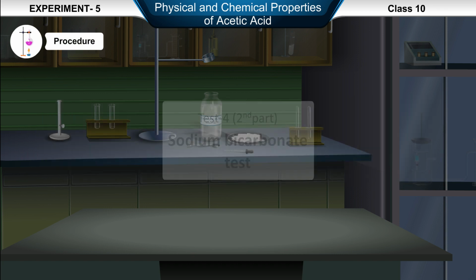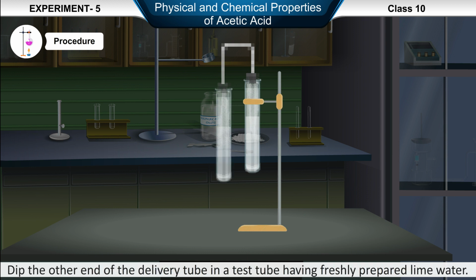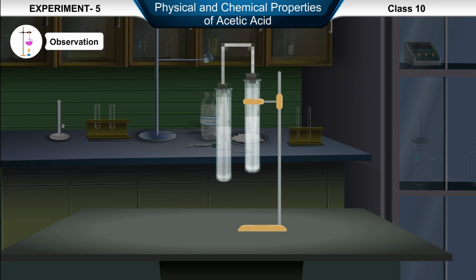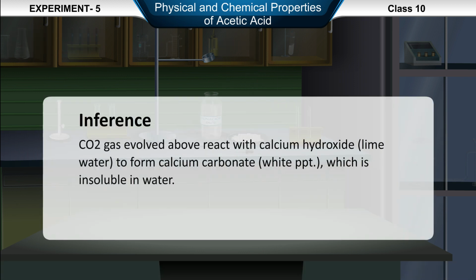Second part. Fix a cork with a bent delivery tube in the mouth of the test tube. Dip the other end of the delivery tube in a test tube having freshly prepared lime water. Observation. Lime water becomes milky. Inference. CO2 gas evolved reacts with calcium hydroxide, lime water, to form calcium carbonate, a white precipitate, which is insoluble in water.